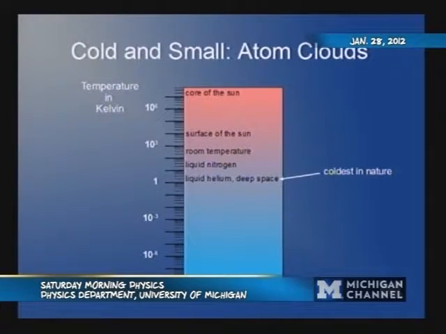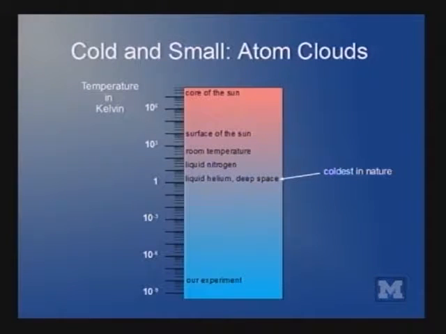And if you look at my chart here, this is a log chart, so each big tick mark represents a factor of 10. So our experiment is down here way at the bottom. Way up in the middle of the chart is deep space, which is a couple of Kelvin. That's the coldest place in nature. And it's as much a factor of difference between deep space and our experiment as it is between deep space and the core of the sun. That's how cold we can get our experiment.